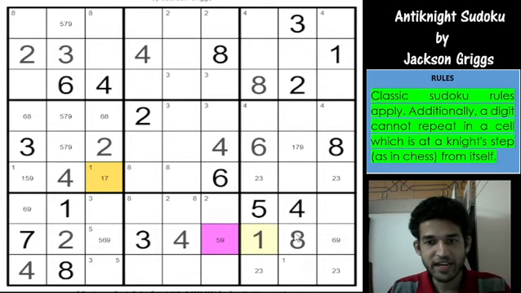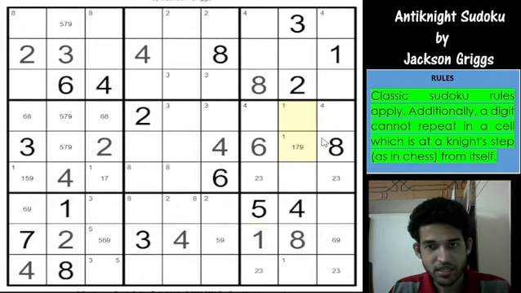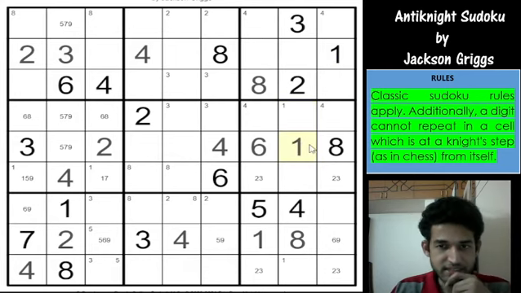Superb, guys. A really excellent Antiknight Sudoku. A really enjoyable one. So you get the 1 here, and 1 is removed from here due to the Antiknight rule. So 1 is in one of these cells, and can I remove the 1 from here? Yes, because this is a knight step away, and that gives a 1 here. Superb. Excellent, guys. Excellent Sudoku.